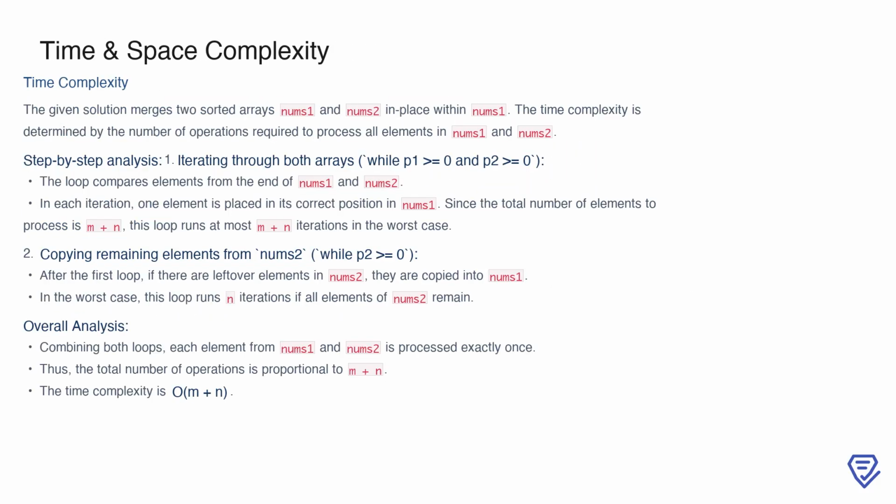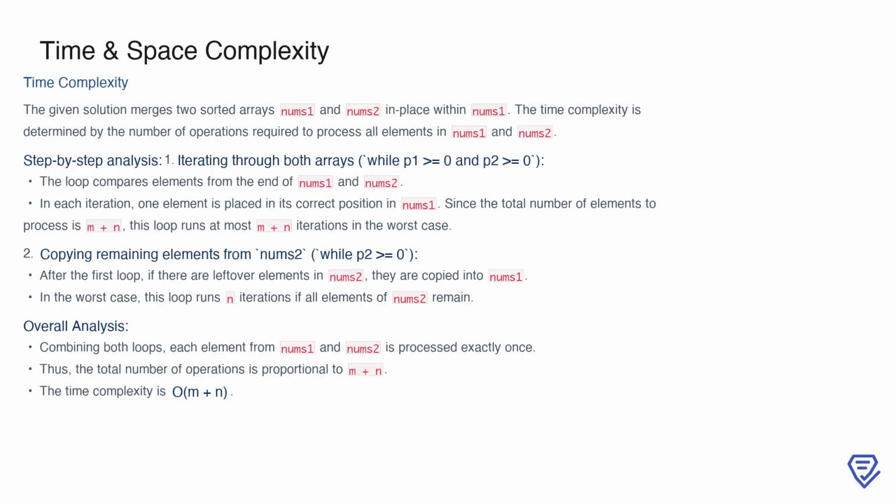The time complexity of this solution is determined by the number of operations required to merge the two arrays, nums1 and nums2, in place. First, we iterate through both arrays using a loop that compares elements starting from the back of the arrays. During each iteration, the larger of the current elements from nums1 or nums2 is placed in its correct position in nums1. Since every element from both arrays is processed exactly once, this loop runs at most m plus n times in the worst-case scenario.